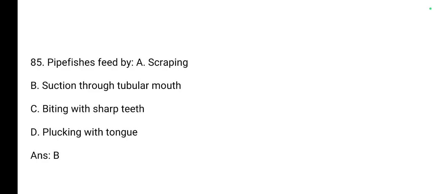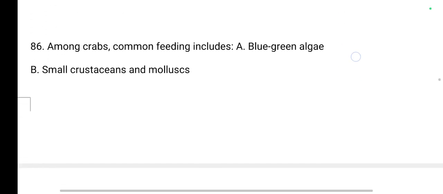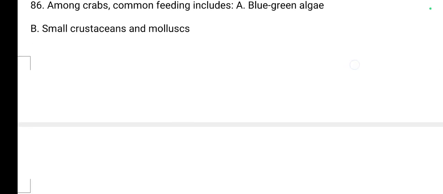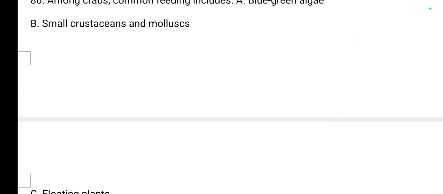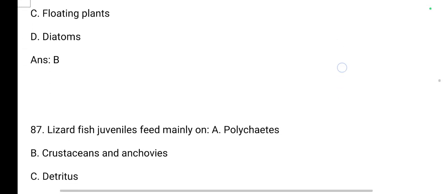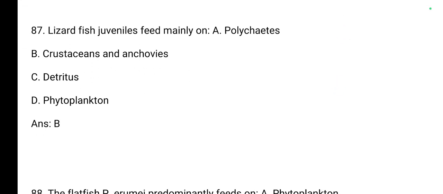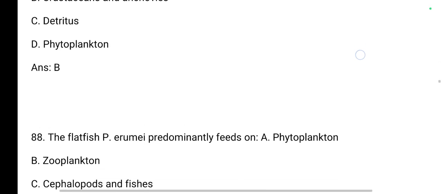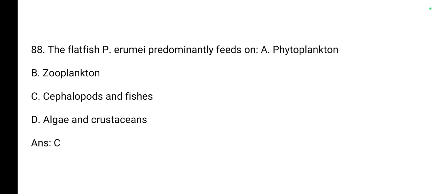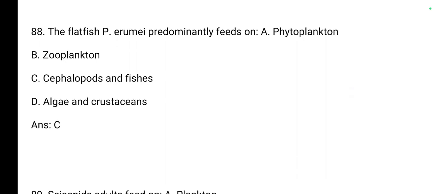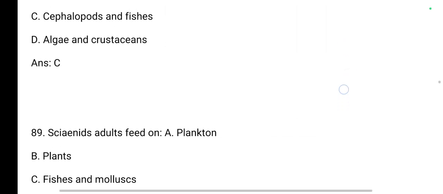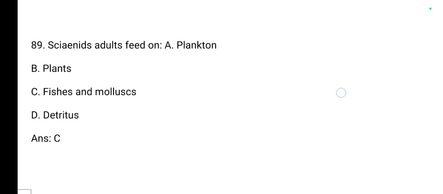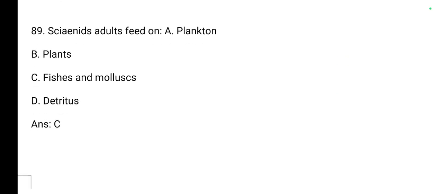Pipe fishes feed by, so they feed by suction through tubular mouth. Among crabs, common feeding includes, so it is by small crustacean and mollusk. Lizard fish juveniles feed mainly on, so they feed mainly on crustaceans and anchovies. The flatfish predominantly feeds on, so they feed on cephalopods and fishes. Cyanids adult feeds on, so they feed on fishes and mollusks.